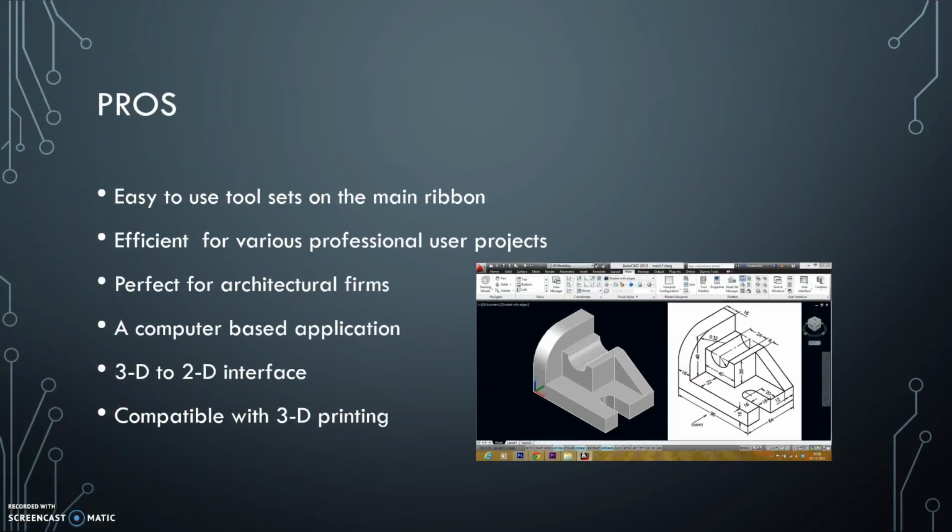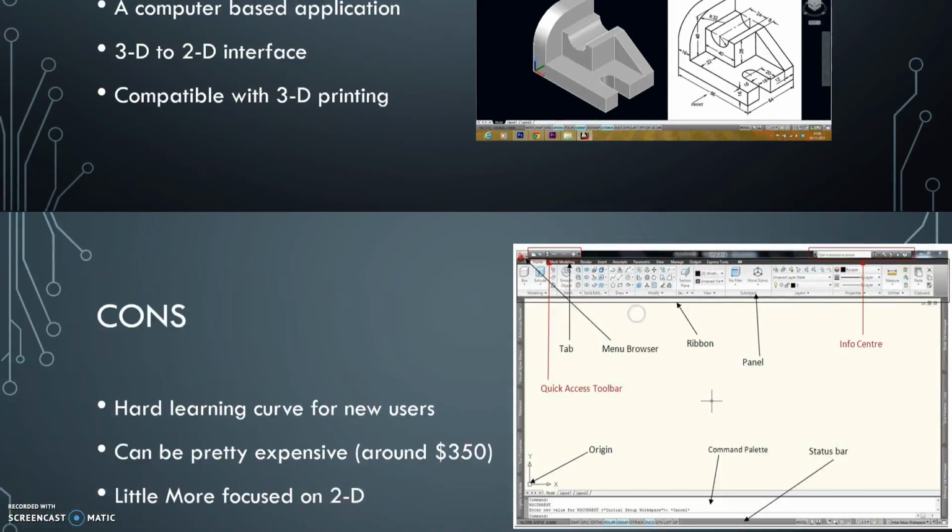Now, the pros to this: it's easy. The tools that you're mainly going to use are easy to use. They're mainly on the main ribbon. It's very efficient for various projects. It's honestly perfect for architecture. This is the main branch that uses this. It is a computer-based application, but there are also app versions for it on your smartphones. There's a 3D to 2D interface, which is pretty useful, as you can see in the picture. And it's compatible with 3D printing. This actually impresses me because you could make anything on AutoCAD and actually print it into real life.